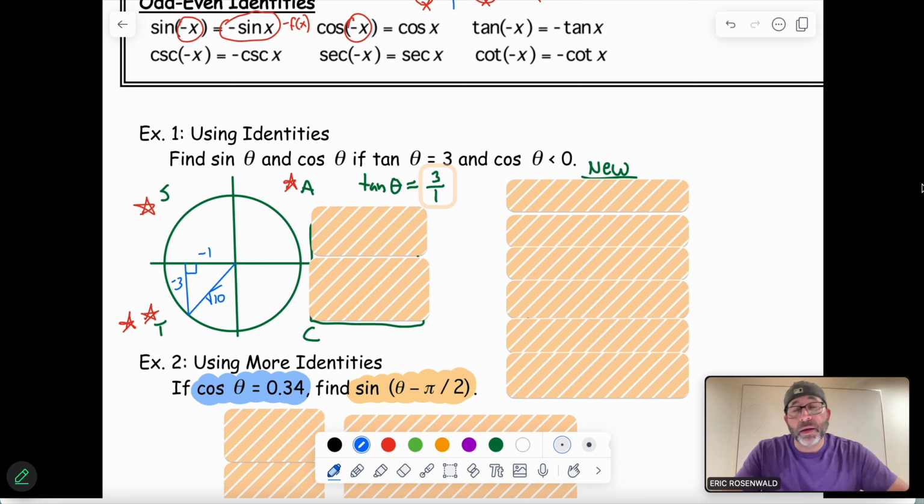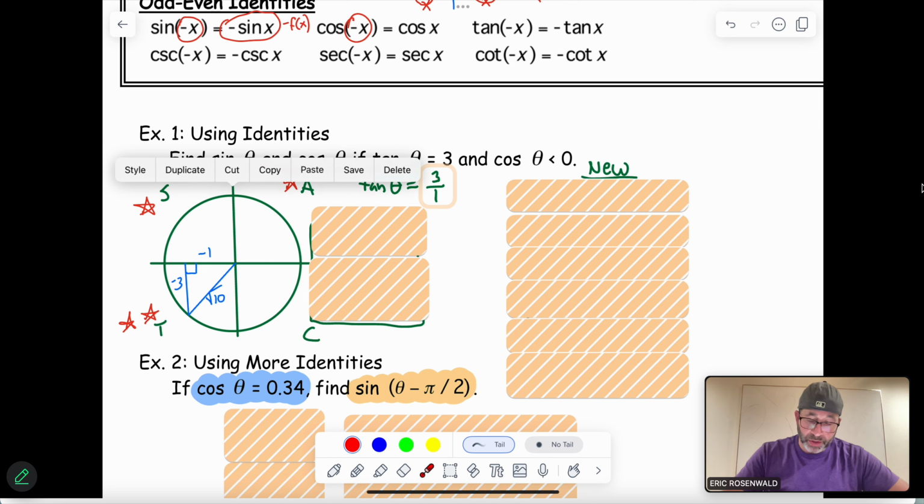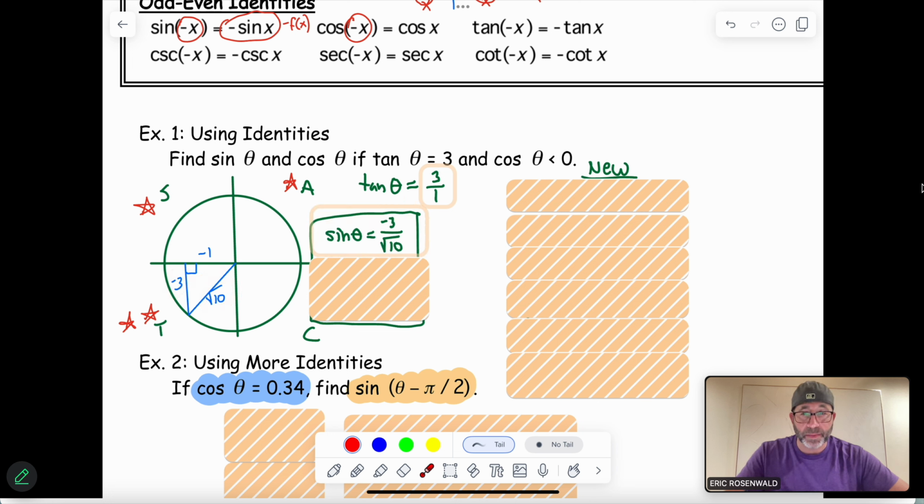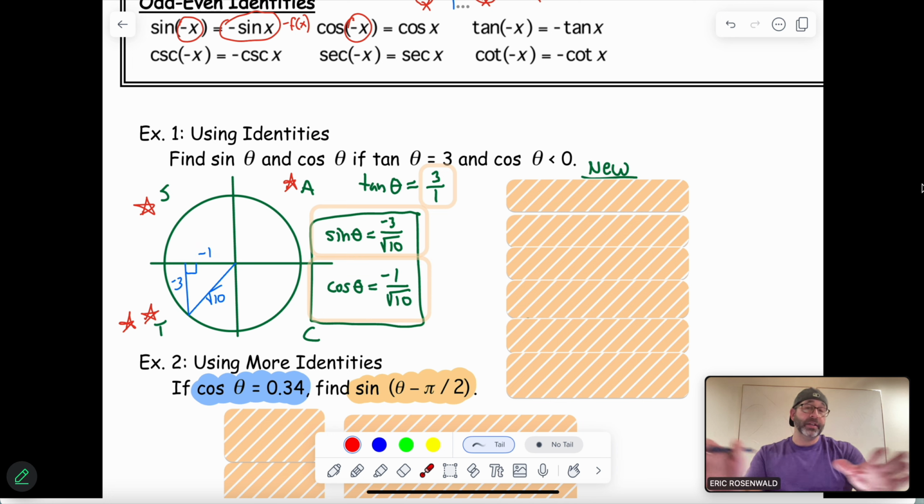So if I was to say, all right, based on the scenario, what's the sine of this? We're going to go ahead and use the opposite, which is -3, over √10. So the sine of this is going to be -3 over √10. If I said, what's the cosine? We're going to use the adjacent divided by the hypotenuse, which will be -1 over √10. And that's it. That's as simple as it is if we go the old school method.